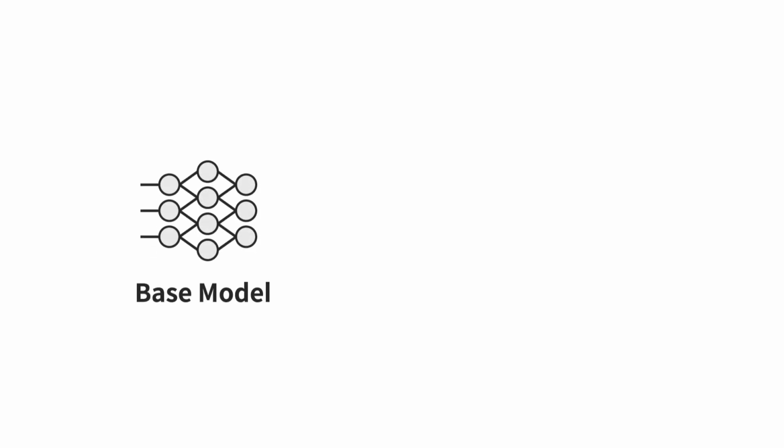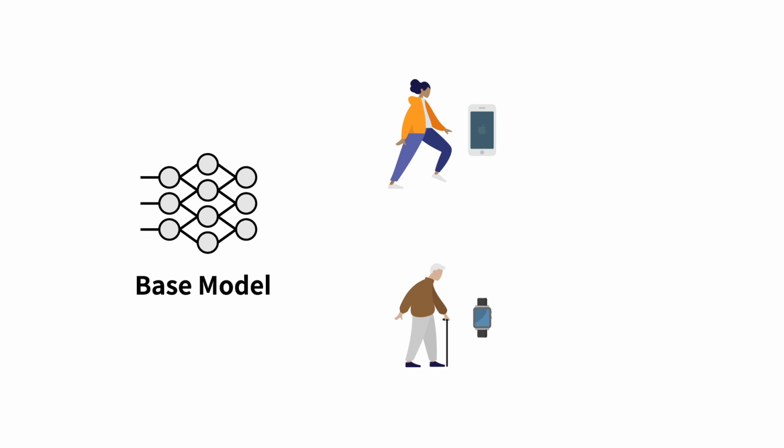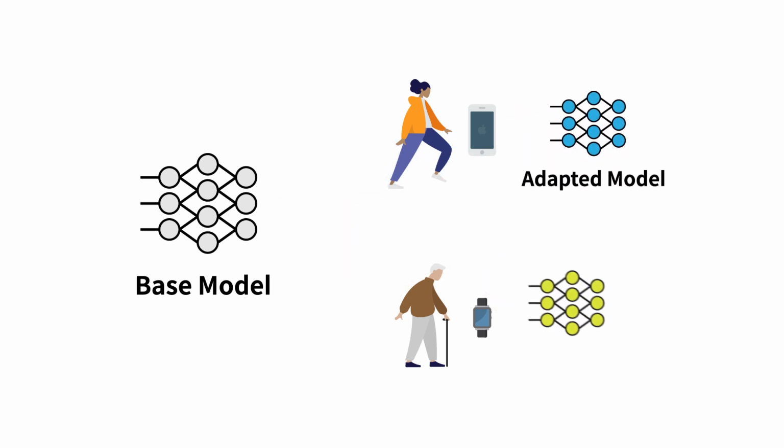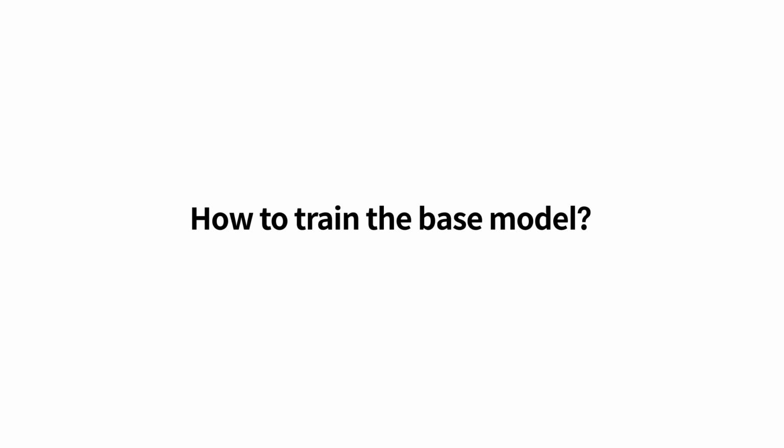Similarly, MetaSense teaches a well-trained base model to adapt to condition changes so that when the base model faces untrained conditions, it adapts to those conditions by updating its parameters with one or two data. Now the question is, how to train the base model?